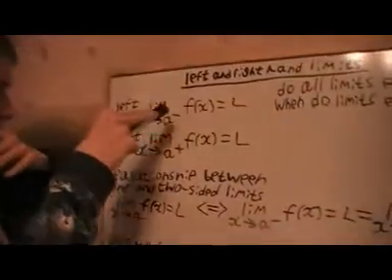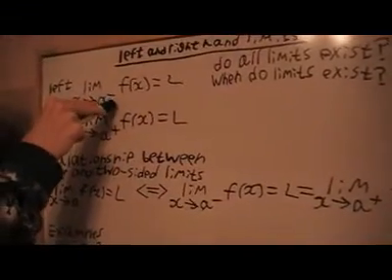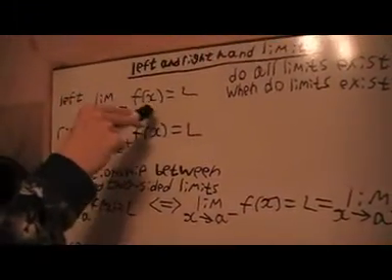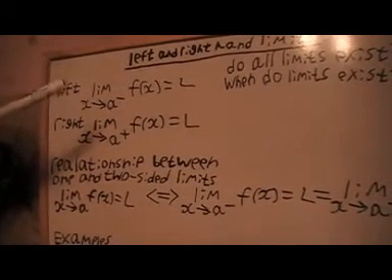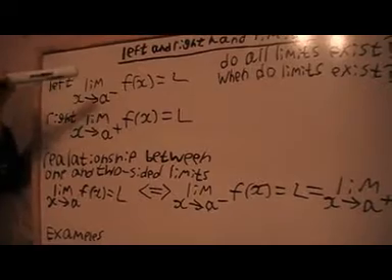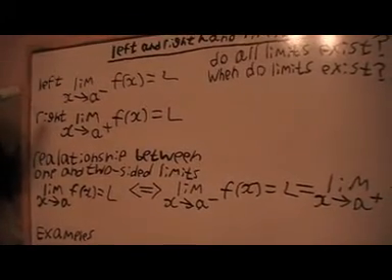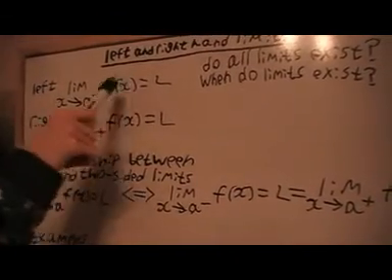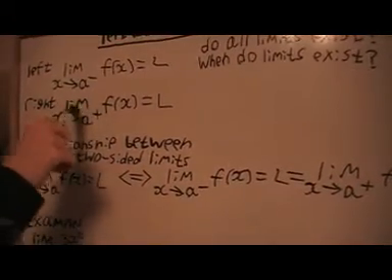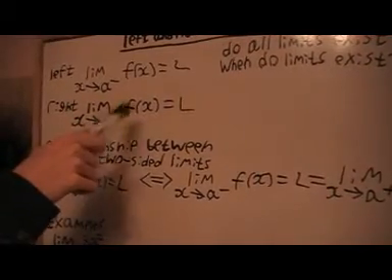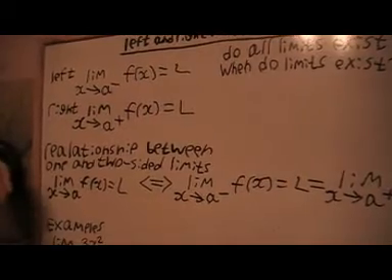So for the left hand limit, we've got this notation here. We'll just add a little minus up here. That indicates that we're coming from the left. And we'll read this as: the limit of f of x as x approaches a from the left is equal to L. And the same for the right, except this time it's a plus, and we're going to this number a from the right. We're approaching it from the right, and the other one we're approaching it from the left.